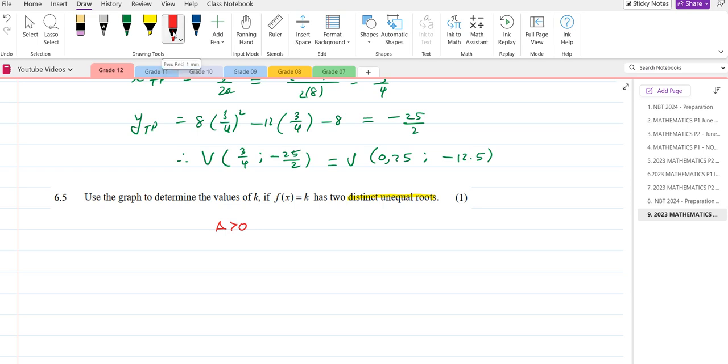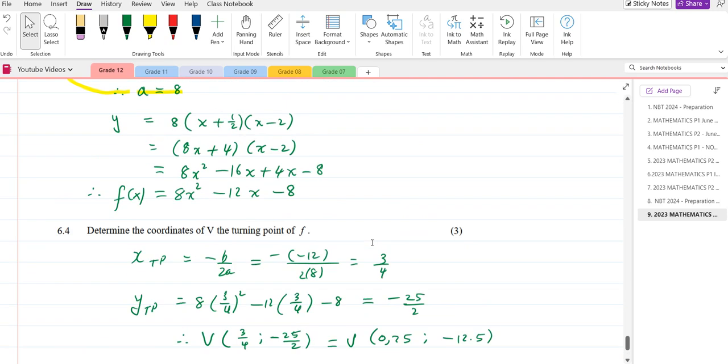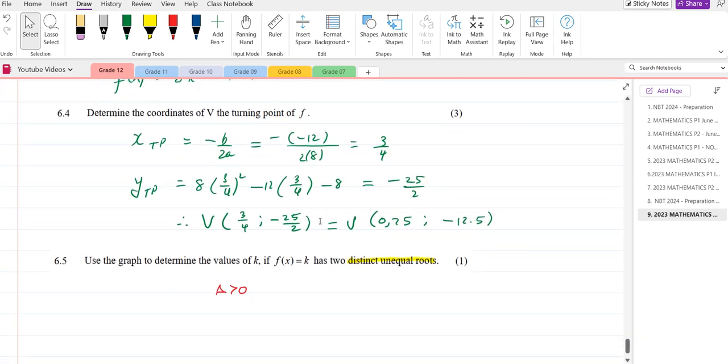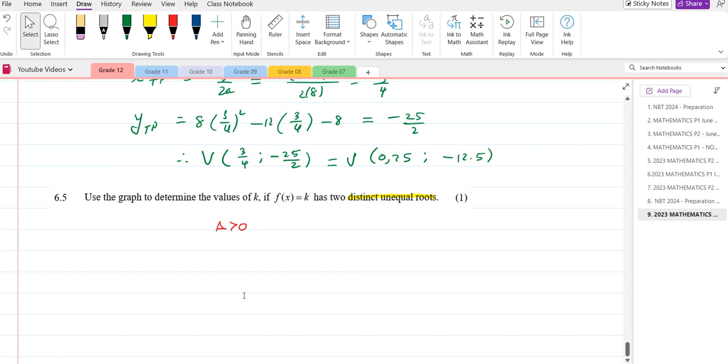Use a graph to solve. You can say delta greater than 0 and solve this equation with the k inside, and then you can solve the problem. Otherwise, let's use the graph to solve, because we already have all the important points. So let me explain this to you on the graph.